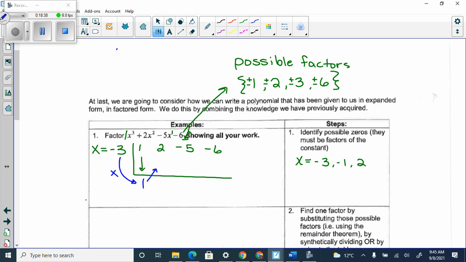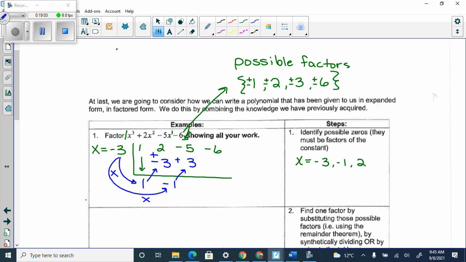I'm going to draw arrows for now, but I will never do this again. -3. And then we multiplied, so now we're going to add. 2 plus -3 is? -1. -1. We added, so now we're going to multiply. -3 and -1 is? 3. We multiplied, so now we're going to add.